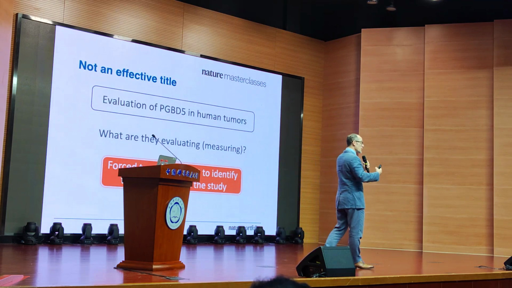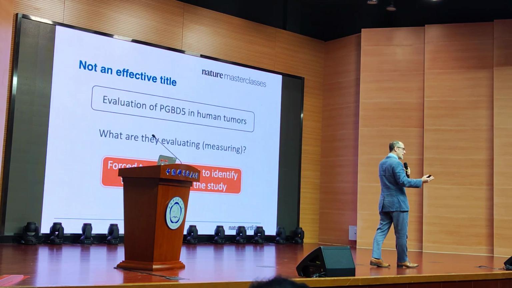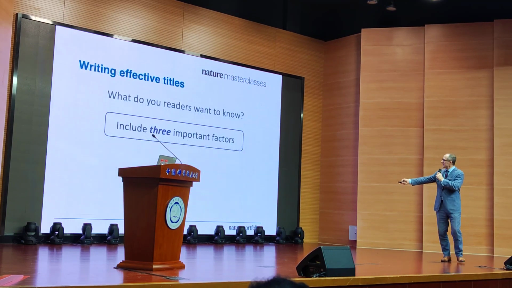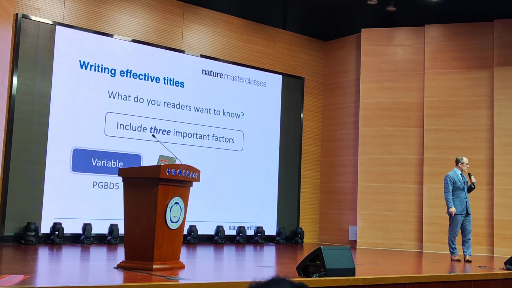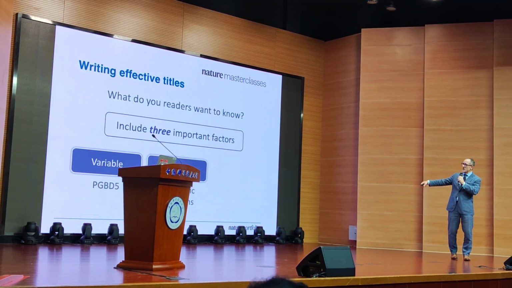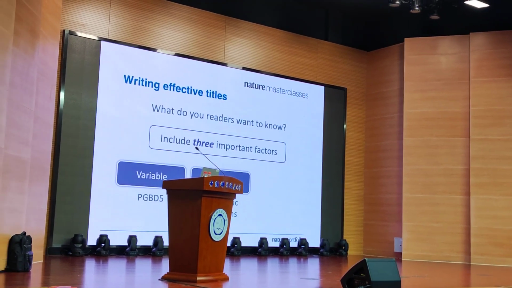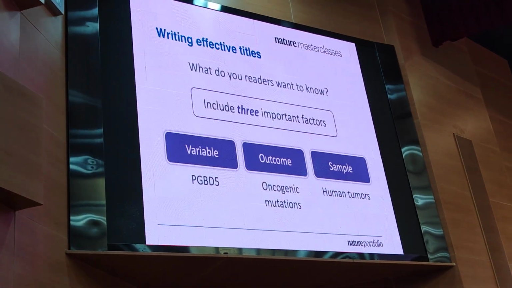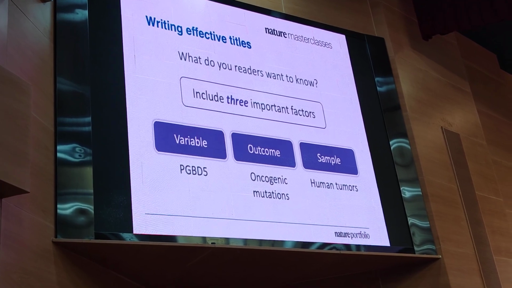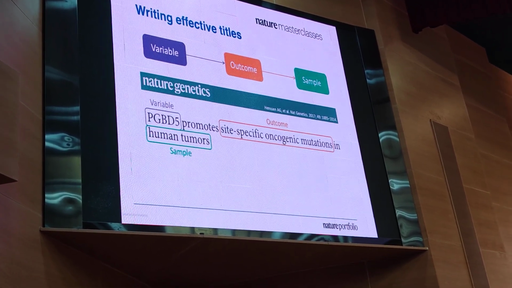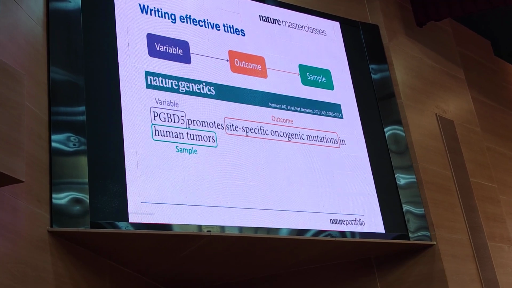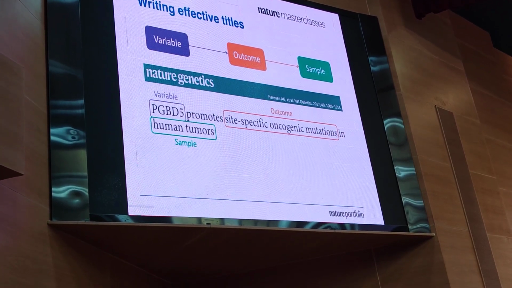So, to write a good title, we first identify the 3 key factors that this study is focused on. In this case, they're investigating this protein. They're measuring oncogenic mutations, and they measure these mutations from human tumors. So all you have to do is put those 3 things together, and here we have the published title. PGBD5 promotes site-specific oncogenic mutations in human tumors.